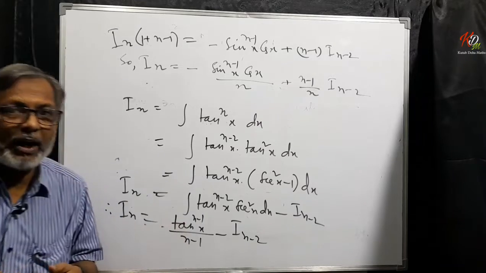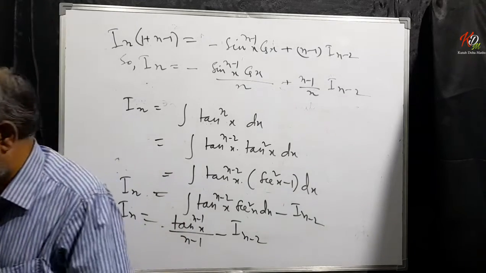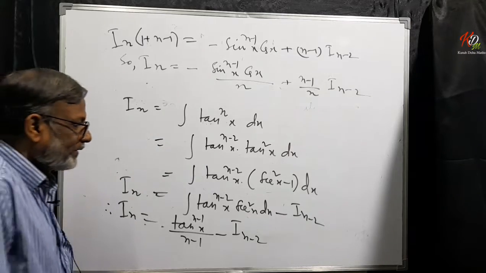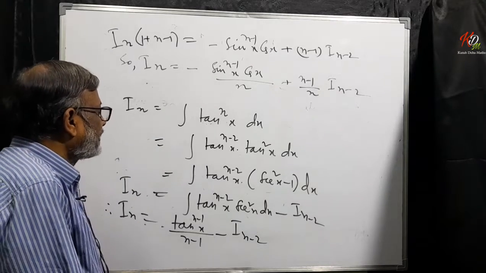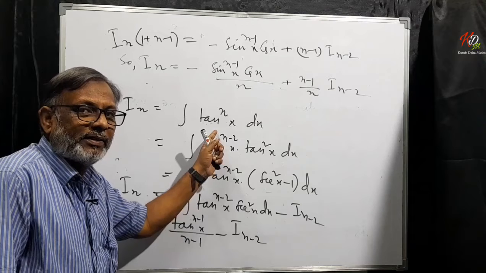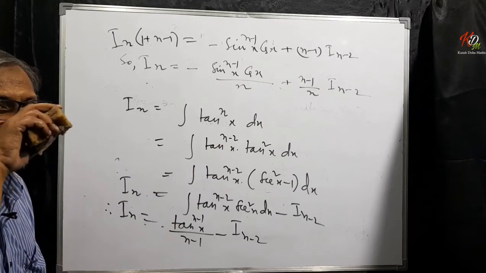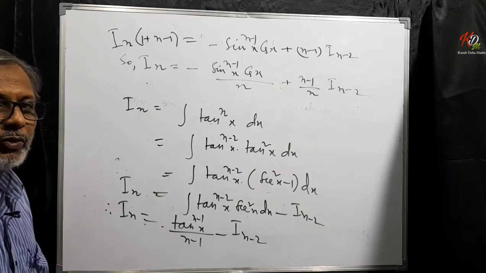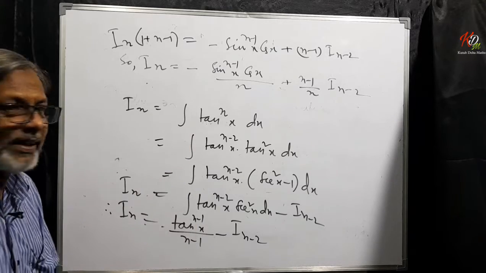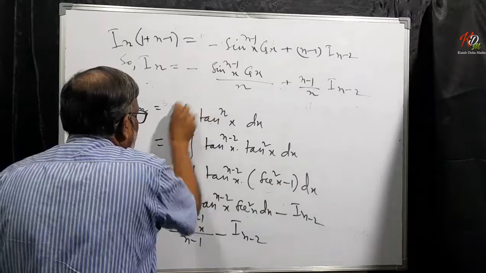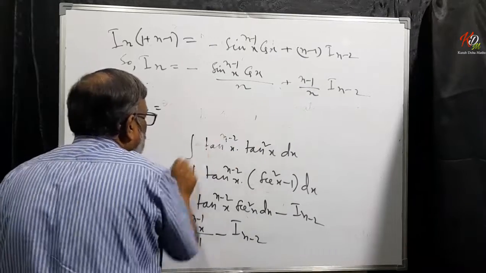Now, the third formula, integration sec to the power nx dx. Similarly, we can obtain the reduction formula of cot to the power nx dx. So, same category, so I did not show the formula of cot to the power nx dx. Now, sec to the power nx dx, what is the formula here?